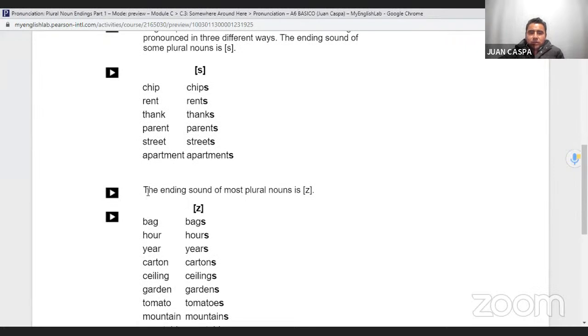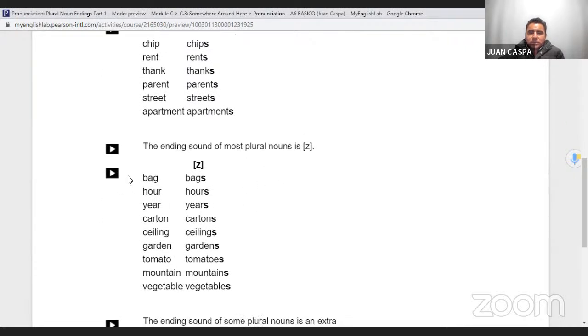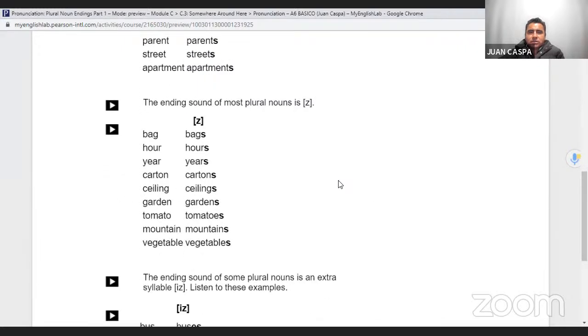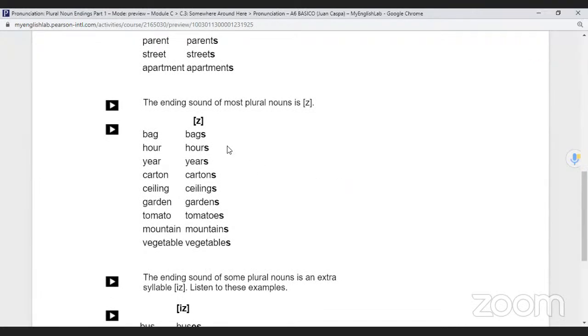Okay, like chips, rents, those are the S ending pronounced in 3 different ways. But in this case, it's a bit different. For example, the ending sound of most plural nouns is Z. By the way, can you listen to the audio, Enzo? Yes, teacher. Okay. Bag, bags. Hour, hours. Year, years. Carton, cartons. Ceiling, ceilings. Garden, gardens. Tomato, tomatoes. Mountain, mountains. Vegetable, vegetables.